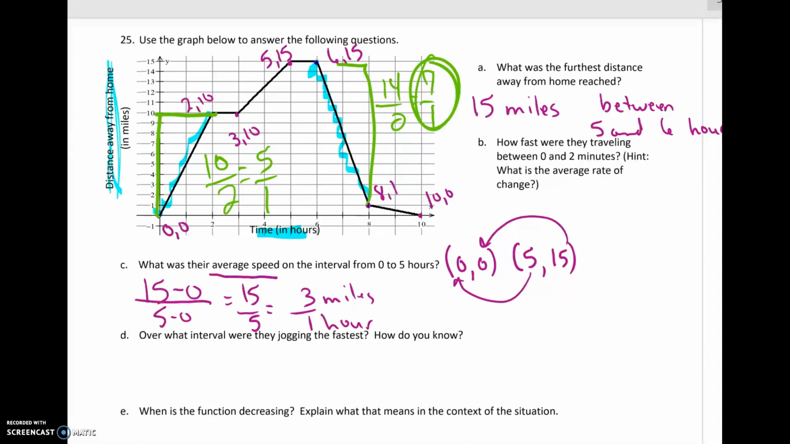So on what interval were they jogging the fastest? The interval, I'm going to put my time, so T in between 6 and 8, where I started and where I ended, and I used the X values. How do I know? It's the steepest slope.